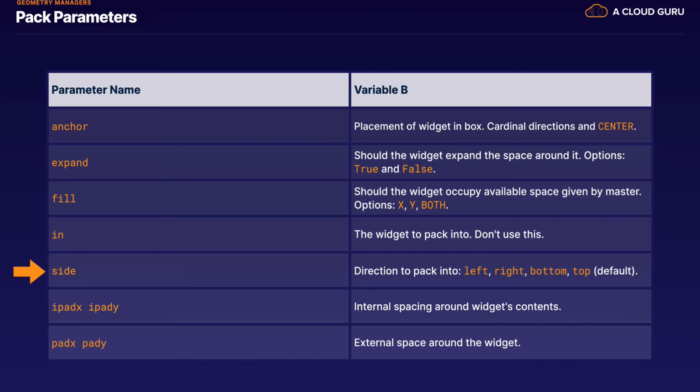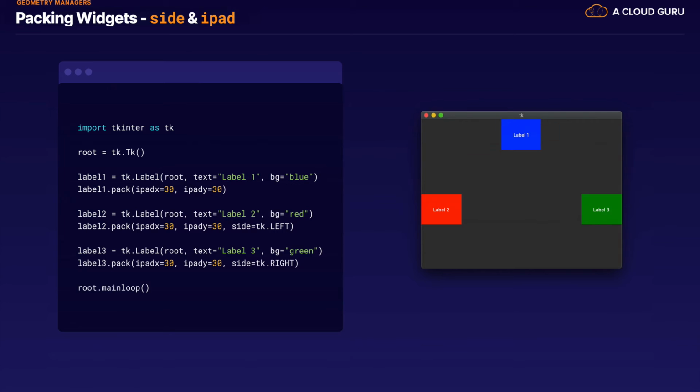And then we get into our paddings. So ipad is the internal padding, and then the normal padding, so pad X and pad Y, those are going to be the external padding. And you'd probably hear this referred to as margin if you were thinking about it from web development. So let's dig into this, just looking at first with side and pad.